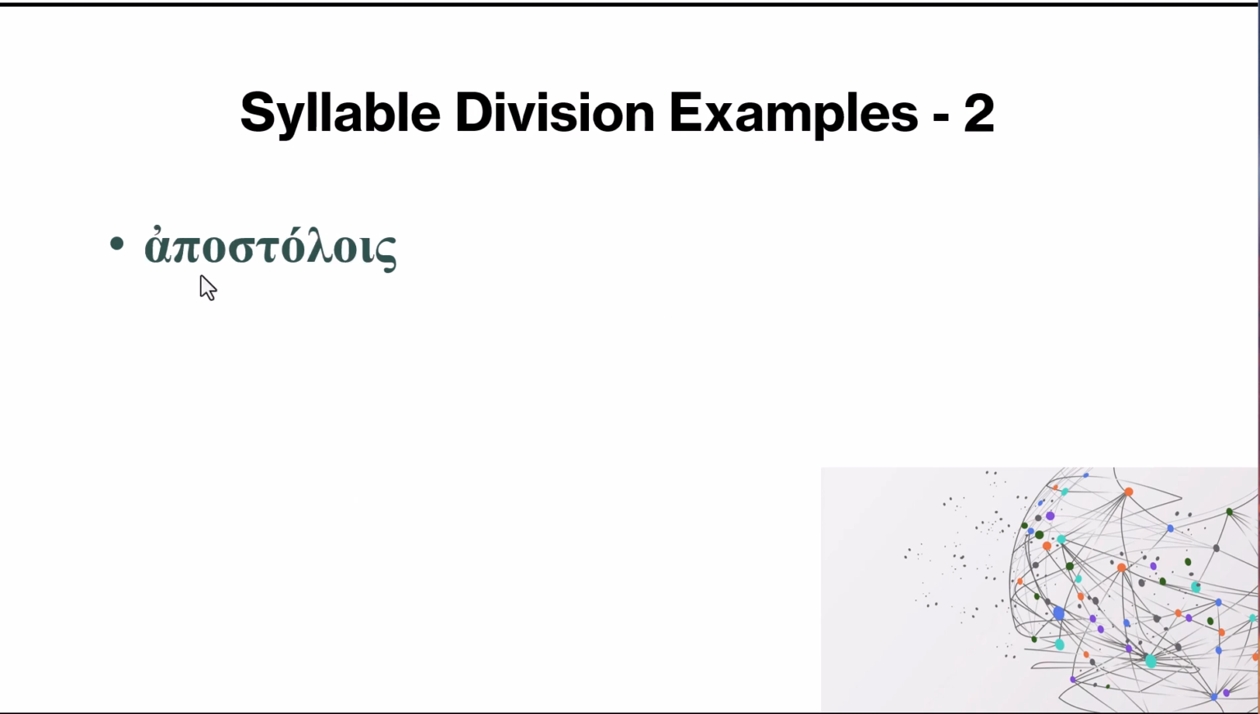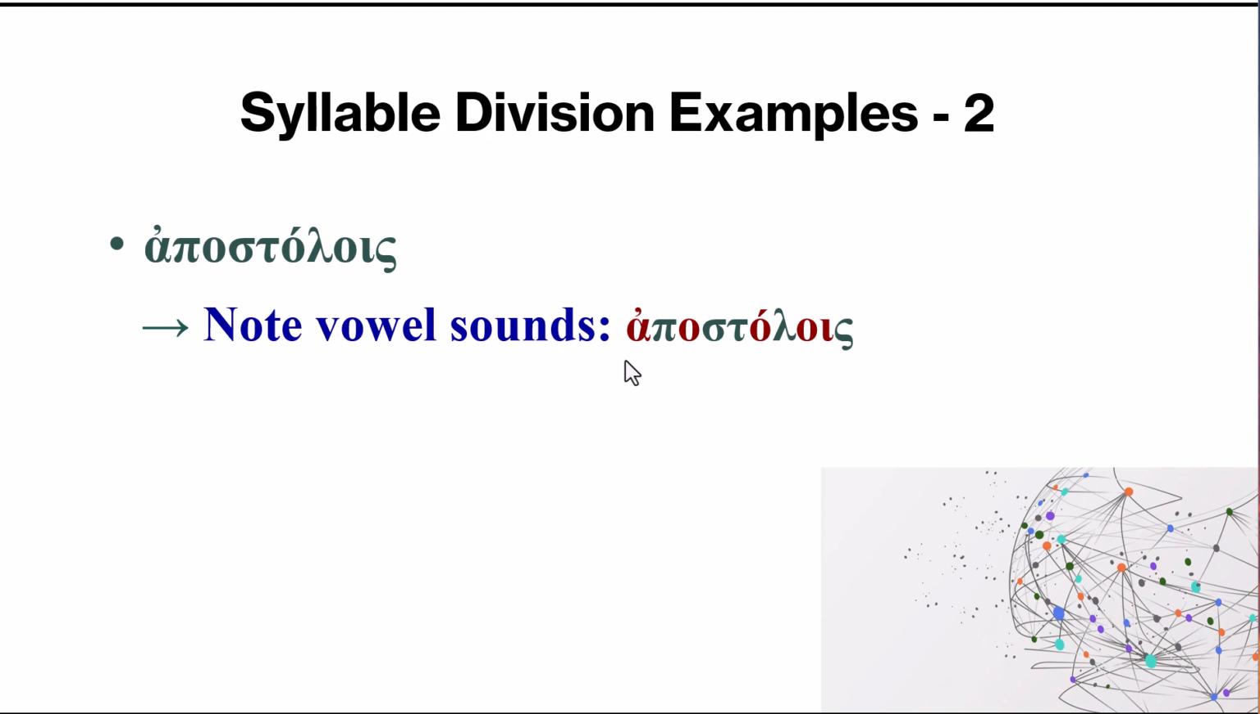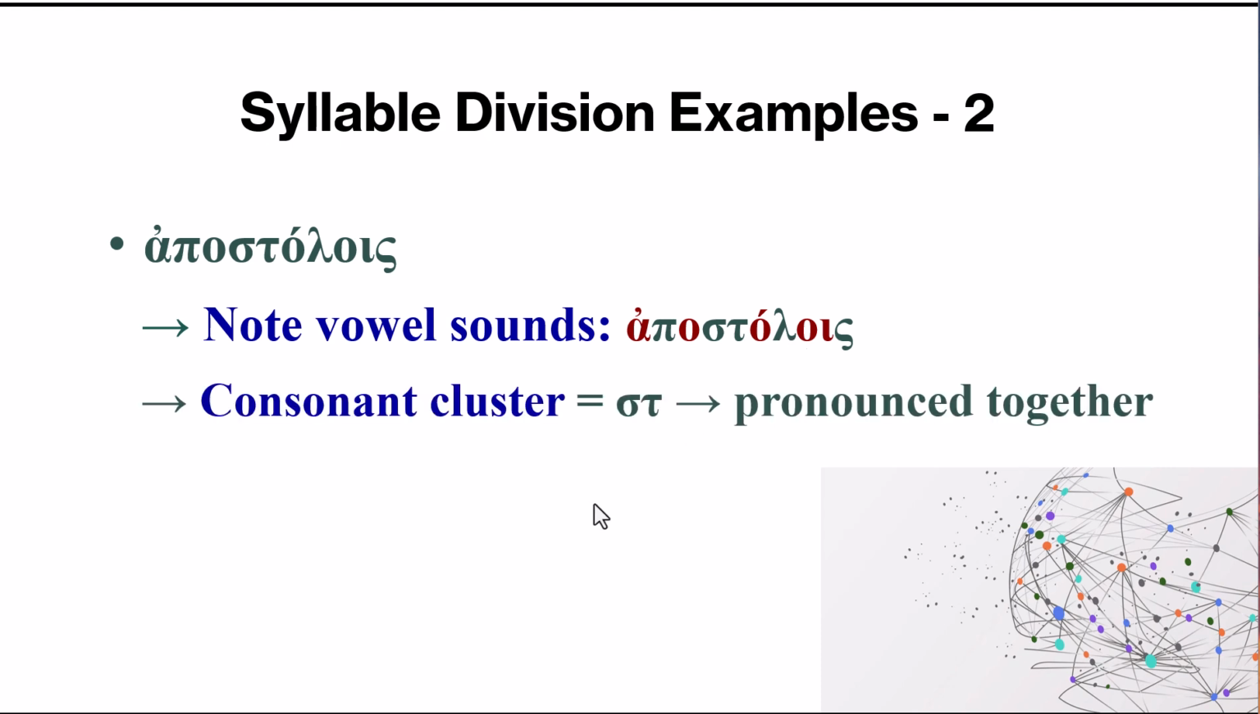Here's another example, apostalois. We check the vowels. We have an alpha, an omicron, another omicron, and then we have this diphthong, omicron iota. So four vowel sounds, four syllables. We have a consonant cluster. We have sigma tau, and they're pronounced together. So we're going to split this up as a, pa, sta, that sigma tau go together, and then lois.